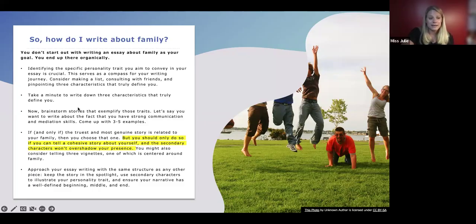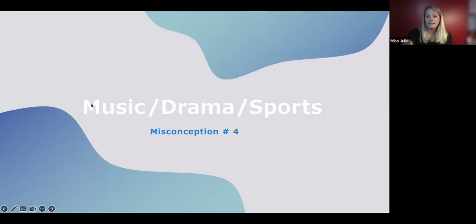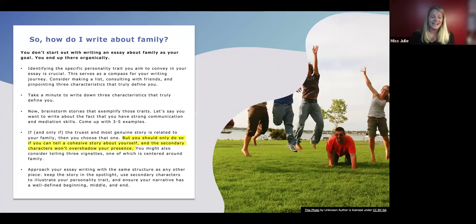So I'm not going to have you do this right now, but this is something to keep in mind and for you to do. And you may have already done it with your counselor or editor, but take a minute and think about what 3 characteristics truly define you. This is also actually a supplementary essay question for some of the schools. They will ask you to write down 3 or 5 words that describe yourself. So this activity is helpful for supplemental essays as well.